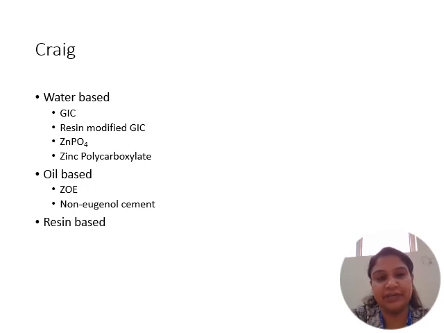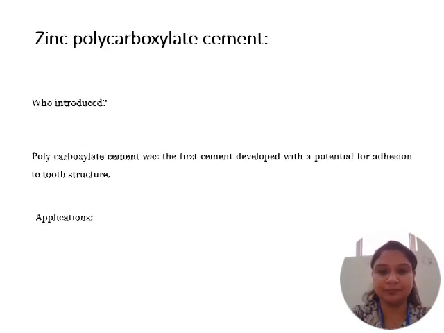Craig gave a classification of the cements that is based on water, oil and resin. Under water-based cement we have the GIC, resin modified GIC, zinc phosphate and zinc polycarboxylate. Under oil-based we have zinc oxide eugenol and non-eugenol cement. Then comes your resin-based cement. So this is a classification which is given by Craig based on three, that is water-based, oil-based and resin-based.